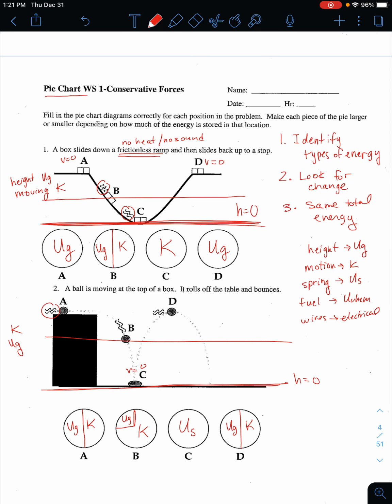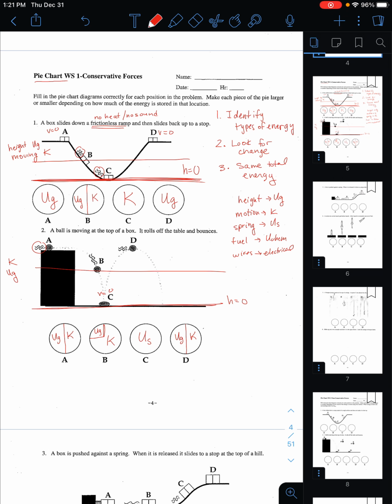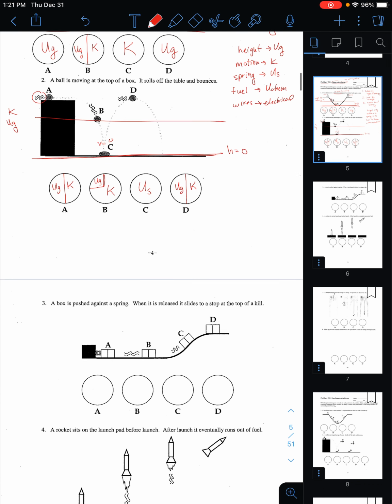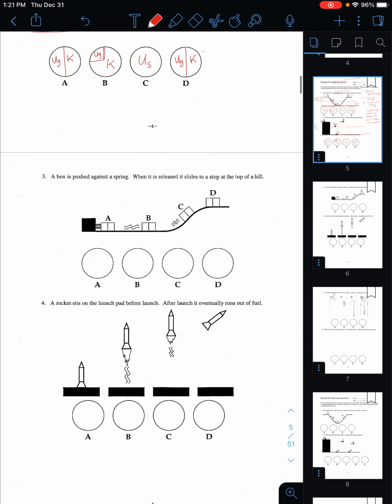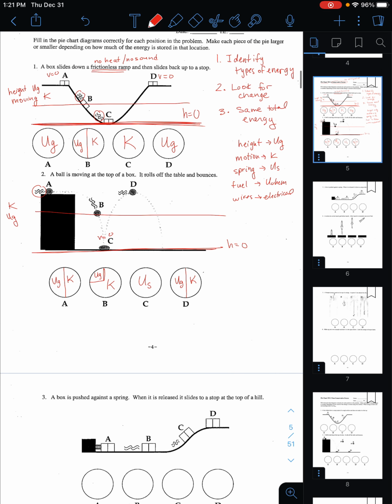Because on this first worksheet, basically on pages 5, 6, and 7, this says conservative forces. Conservative forces means that there are no dissipated energies present on pages 5 through 7. So you're going to continue trying to use the same logic to fill out the charts here. Again, go through the steps of identifying the types of energy that are present, looking for changes. Did it get higher or lower, faster or slower?